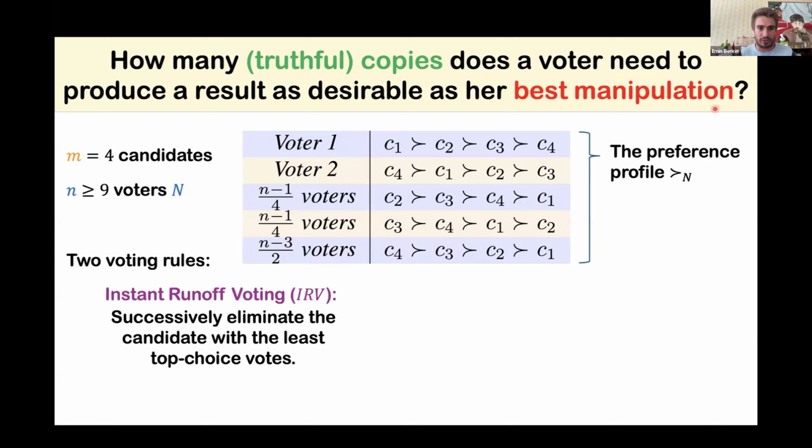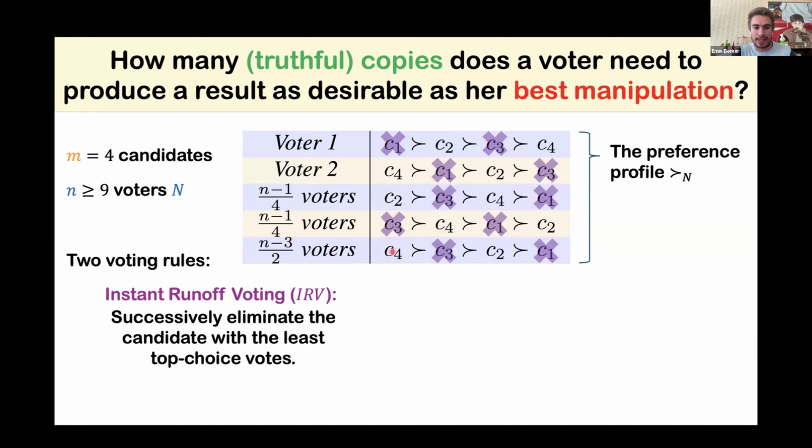With instant runoff voting, the candidate with the least number of voters that rank them top out of the remaining candidates gets eliminated. So in this case, C1 would go first because there's only 1 voter that likes them best, whereas everyone else has at least a couple. And then with C1 gone, now C2 is going to have a little edge over C3 because voter 1's vote is transferred to C2. So now C3 is the candidate with the least number of top choices. So C3 is going to go.